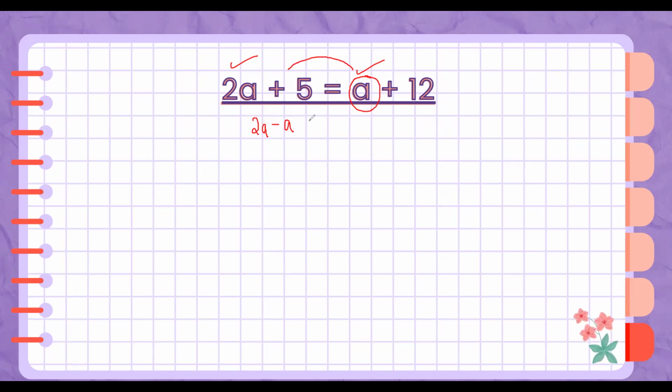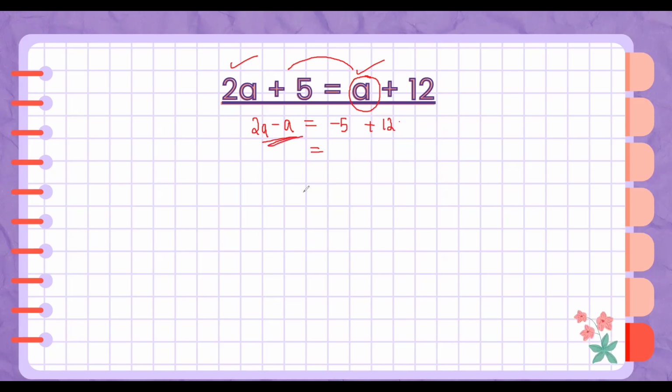So I wrote 2a minus a. Same applies with 5. When we move the constant to the other side, the sign of that constant will also change. So here we have positive 5, and when we move it to the other side, it will become negative 5. So negative 5 plus 12. Okay, we have simplified the sides. There are no brackets. We have moved the like terms to one side and the constants to the other side.